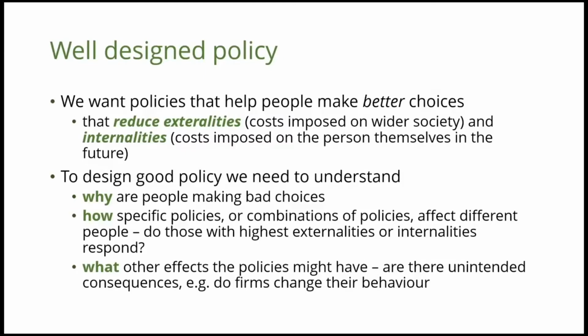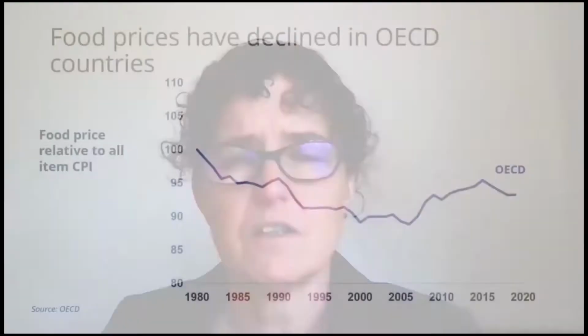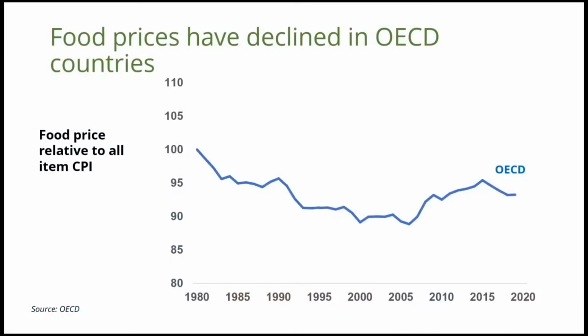I'll then go on to talk about how specific policies or combinations of policies affect different people. Do they affect those with the highest externalities or internalities? Are they the ones that respond? And what other effects these policies might have. For example, are there unintended consequences? Does it change firm strategic behaviour and lead to different equilibrium outcomes than anticipated? But before doing that, let's look at food prices. Food prices have fallen in OECD countries over the past 4 decades.